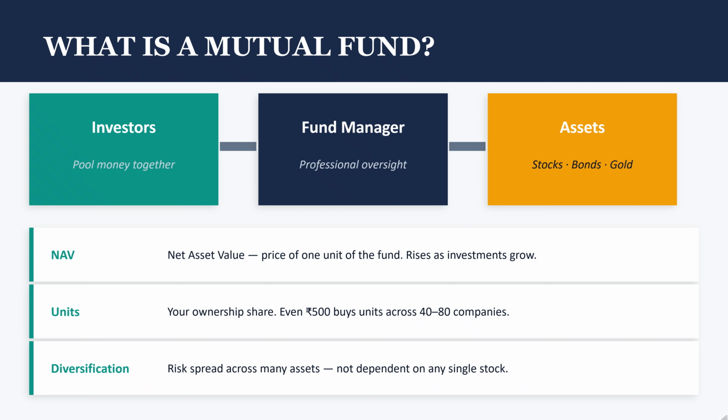One of the biggest advantages of a mutual fund is that you get instant diversification without needing a large amount of capital. Even with 500, your money can be spread across 40 to 80 different companies. And another thing is that, unlike a fixed deposit, mutual funds, especially equity funds, have a historical record of delivering returns that beat inflation over the long run.